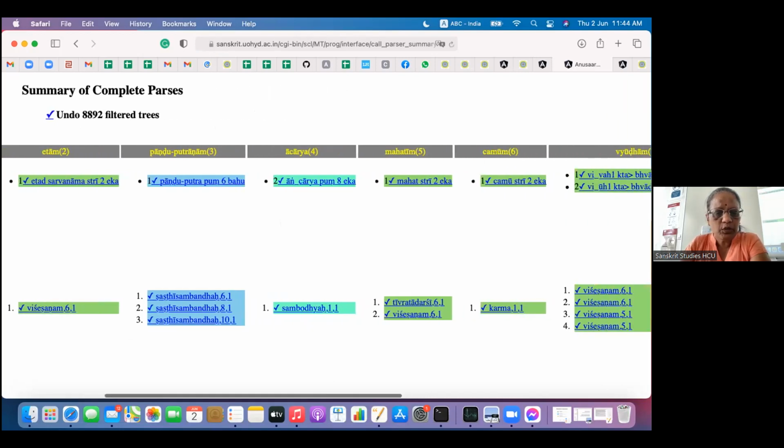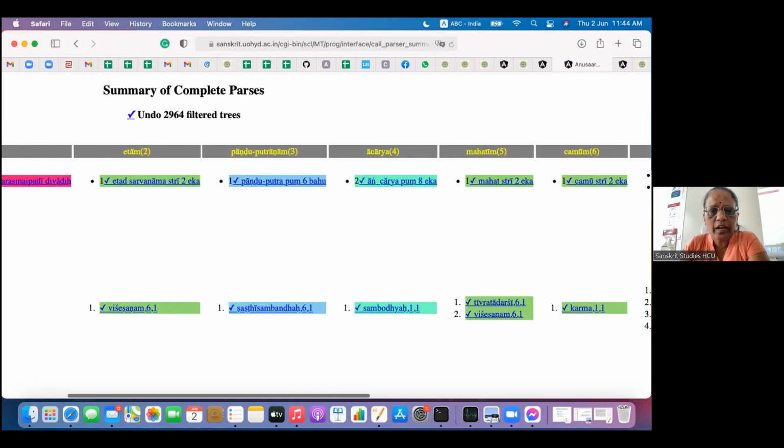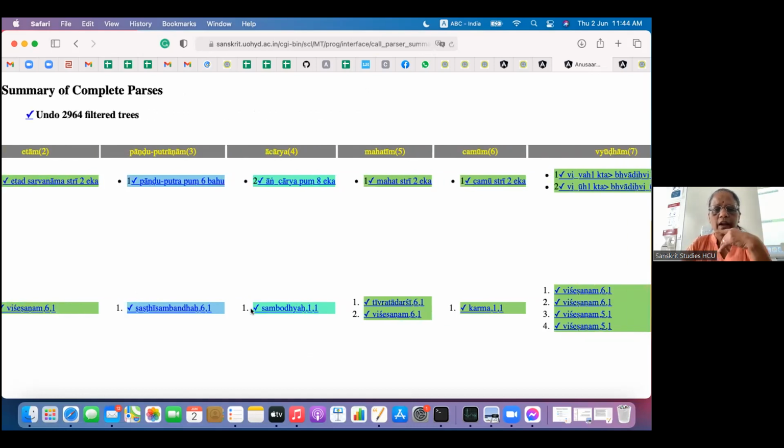Further, Panduputranam is a genitive of this. So again, I select this. Panduputranam, son of the Pandus. This is the army of the son of the Pandus. So I selected this. Then for Mahatim, Tivratadarshi is emphasizer. And this is the adjective. Here, Mahati is the adjective for Chamu, big army. So big is an adjective for army.